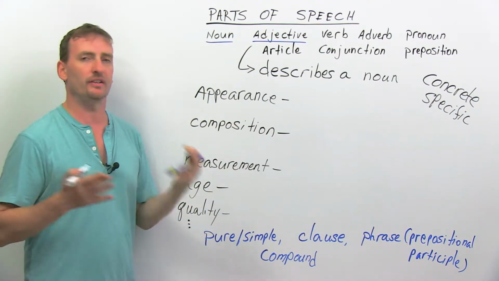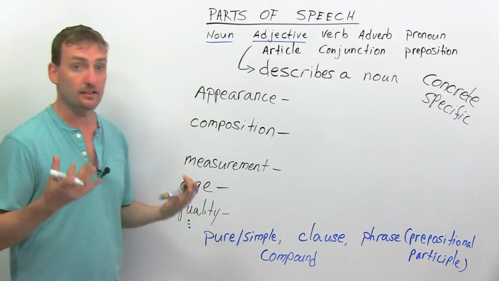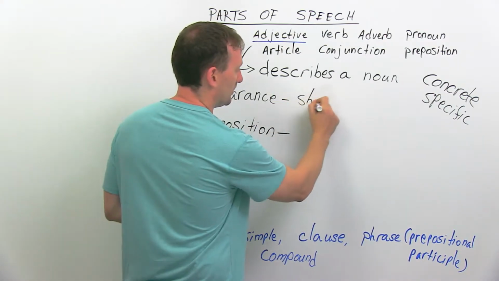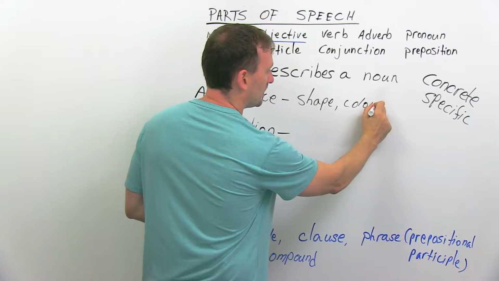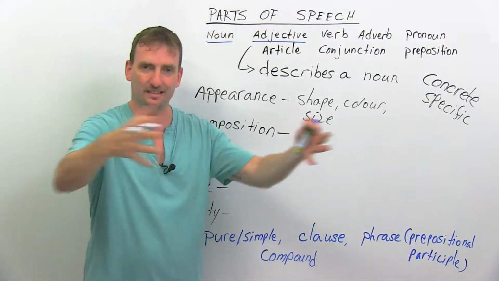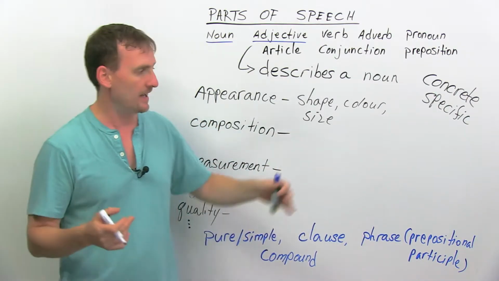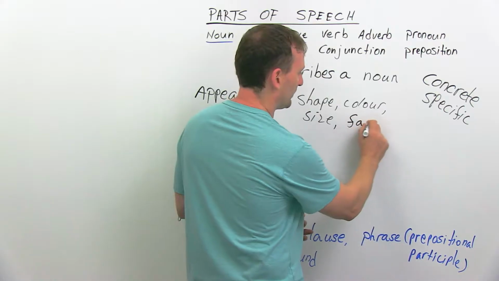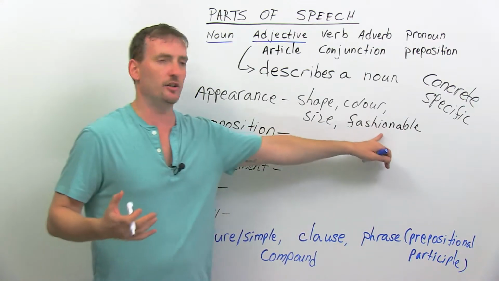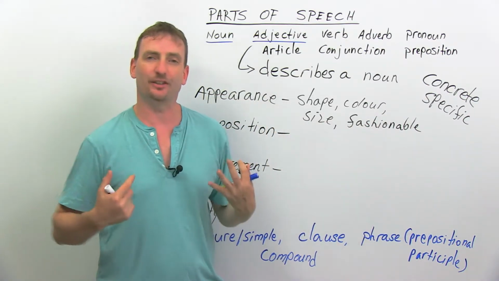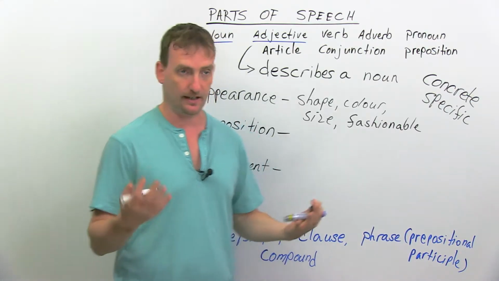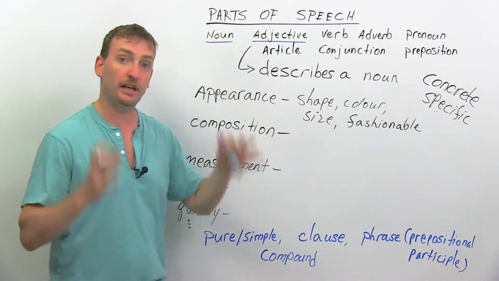Now there are many different types of adjectives, but here are some that you can get started with, right? When you talk about the appearance of something, you can talk about shape. You can talk about color. You can talk about size, for example, okay? All of these will describe how something looks. You can even say, for example, in terms of fashion, fashionable. If you want to describe a person, and you say he or she is fashionable, right away I can understand, I can picture a person who is wearing nice clothes, trendy clothes, etc., right? So you want to talk about appearance.